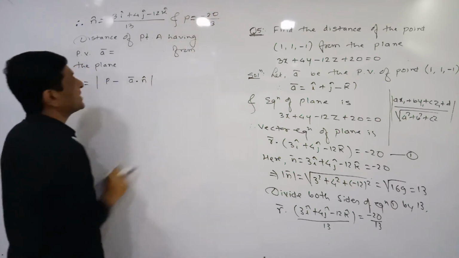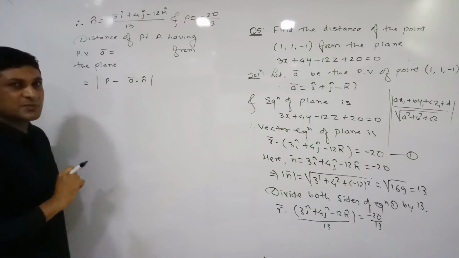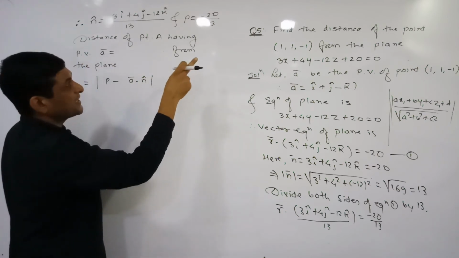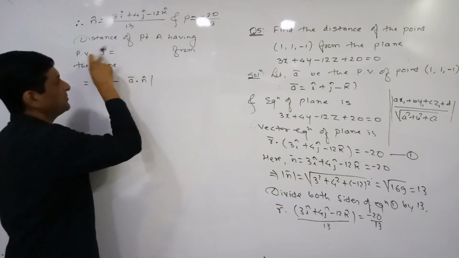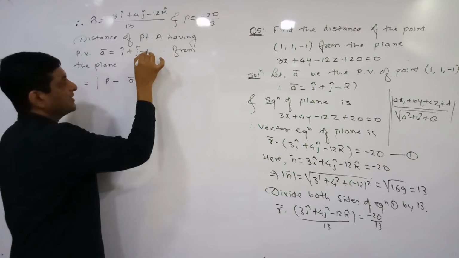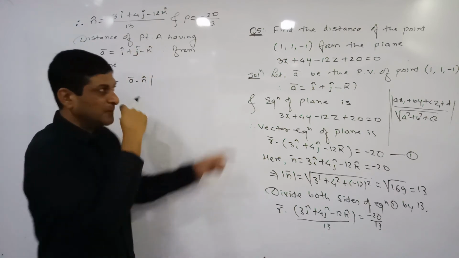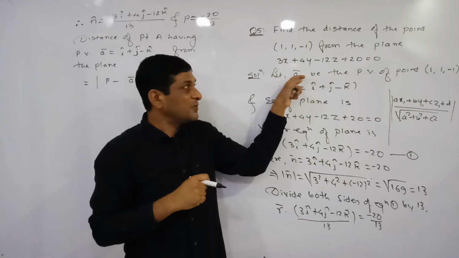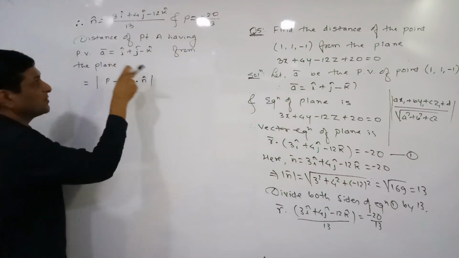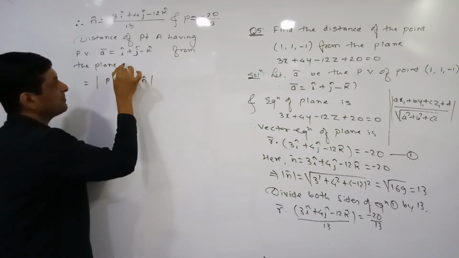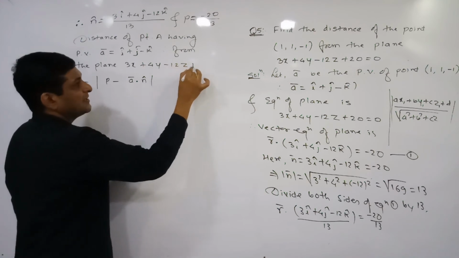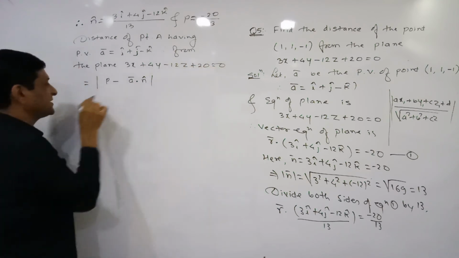Once all these values are known to us, the remaining part is just to substitute these values in this formula. So what is A bar here? A bar, or we can say the distance of the point A having position vector, what is this position vector? i cap plus j cap minus k cap. One point is given to us. From this point we have got the value of its position vector. So now the distance of this point from the plane. What is the equation of the plane here? 3x plus 4y minus 12z plus 20 is equal to 0.